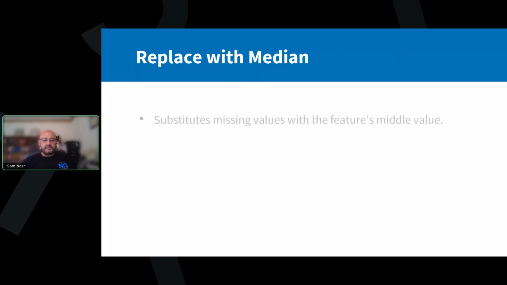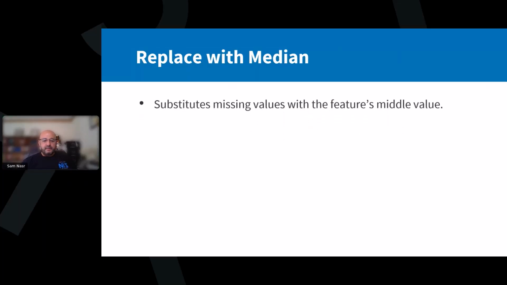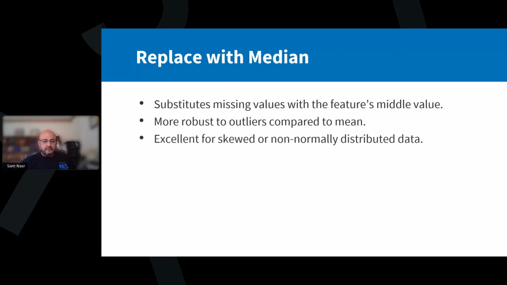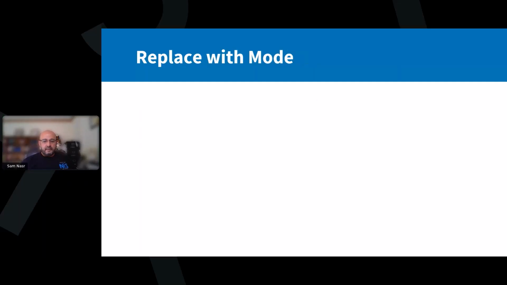If I replace a missing value with a median, then obviously I'm using the middle value, and it's more robust to outliers compared to the mean. So this is excellent for skewed data or non-normally distributed data. Likewise, if I replace with mode, this is also ideal for categorical data because I'm looking at the category itself as opposed to the actual number or an outlier.